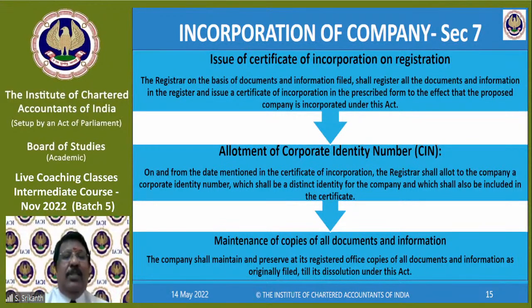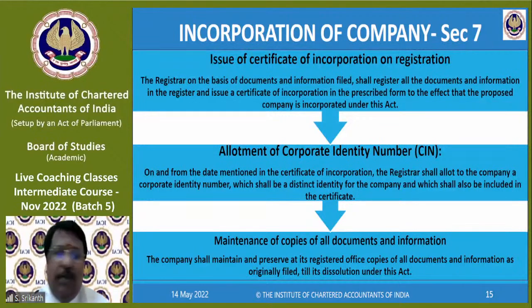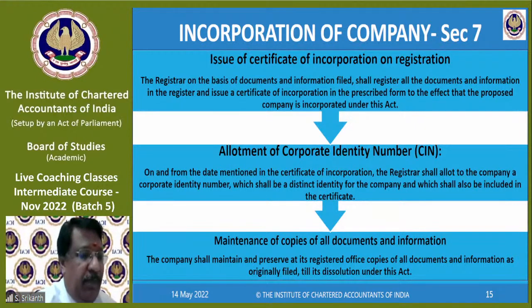Then once the company is incorporated, it will get a CIN, the corporate identity number. It is pronounced as SIN, actually. I don't know why, the C is pronounced soft as S, sir. So, allotment of corporate identity number. CIN is a unique identity number for each company.